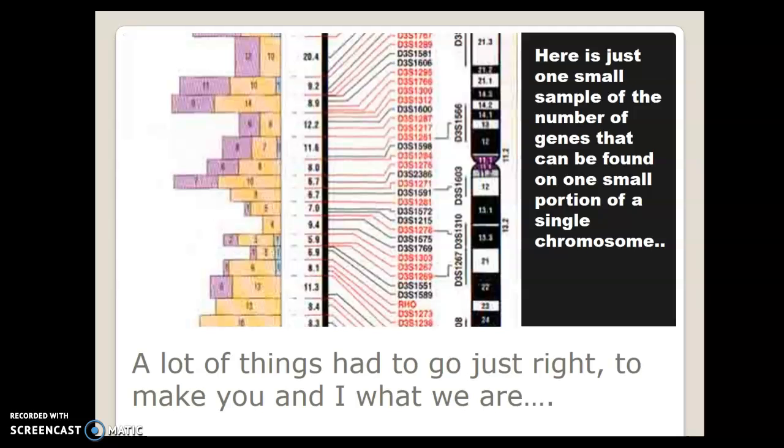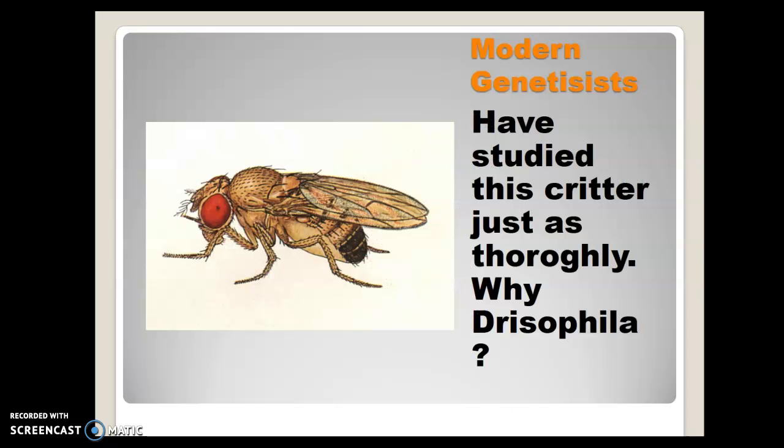This is a little tiny excerpt from the Human Genome Project. Each one of those little tiny digits represents a gene, and we'll get into that. I don't expect you to know all that, but I wanted you to see how complicated the Human Genome Project really is.